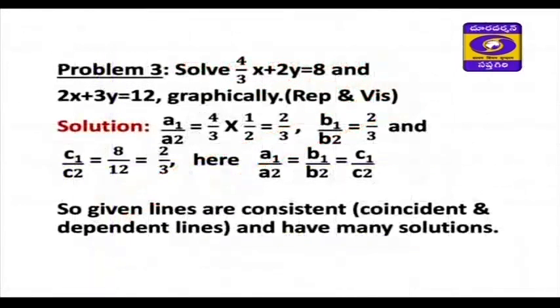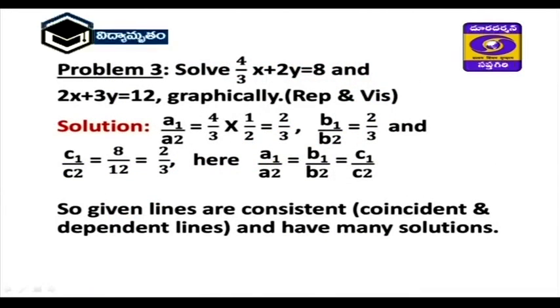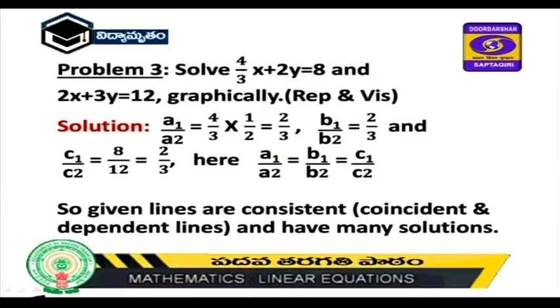Next, I will go to another problem: 4 by 3 x plus 2y equal to 8 and 2x plus 3y equal to 12.